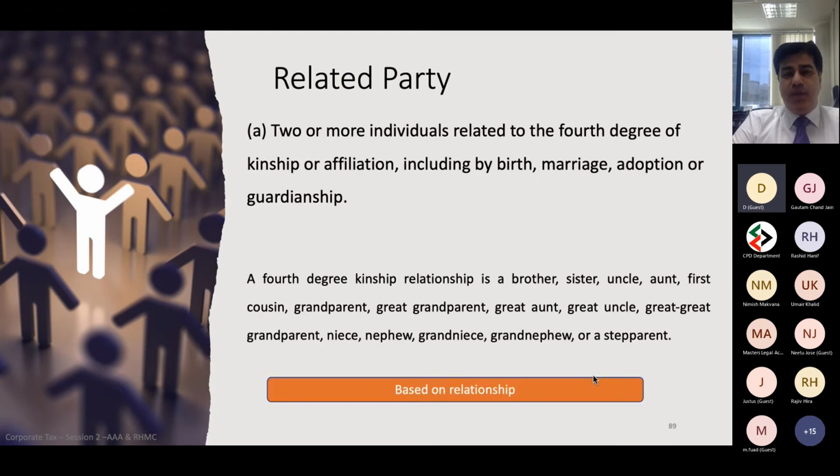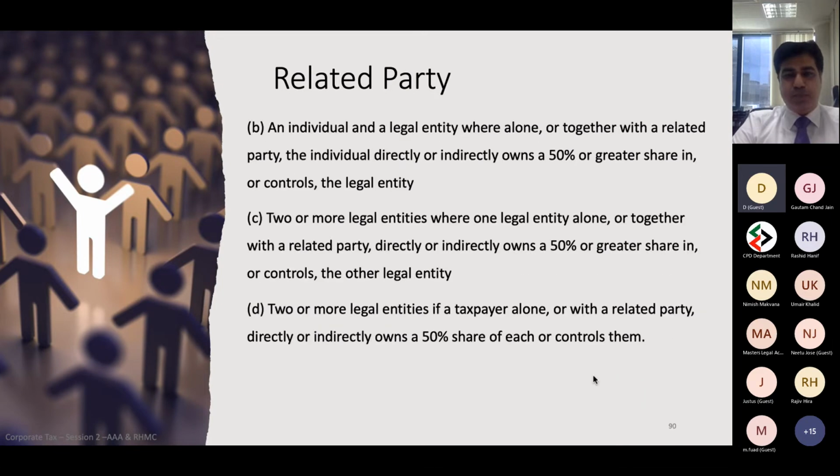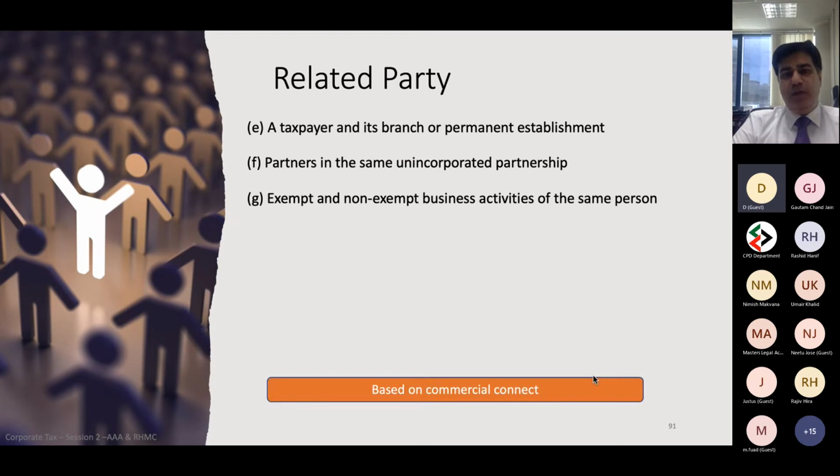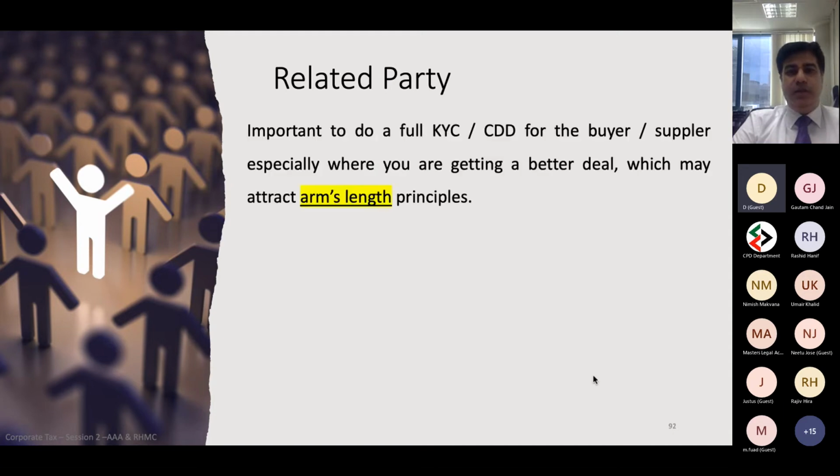First is based on relationship, family members we referred to. Second, based on ownership, shareholding and control of 50% or greater, and third, based on commercial connect. So if any of these three things is referred to, you need to look at it. Now, this doesn't stop here. This goes further. It is important to do a full KYC and CDD for a buyer or supplier, especially where you are getting a better deal, which may attract the arm's length principle.